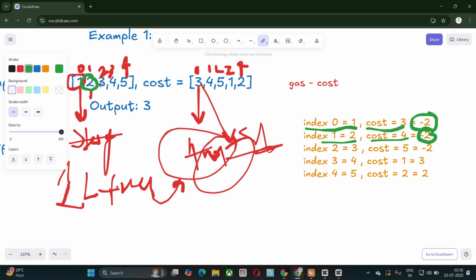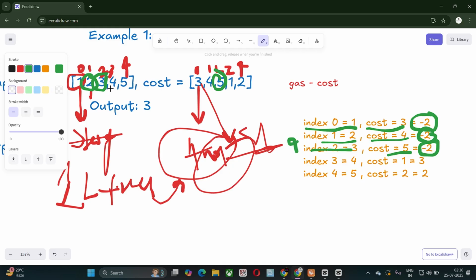Now at index 2 the gas is 3 and our cost is 5. So 3 minus 5 is minus 2. We again have insufficient gas, so this is also a wrong condition.